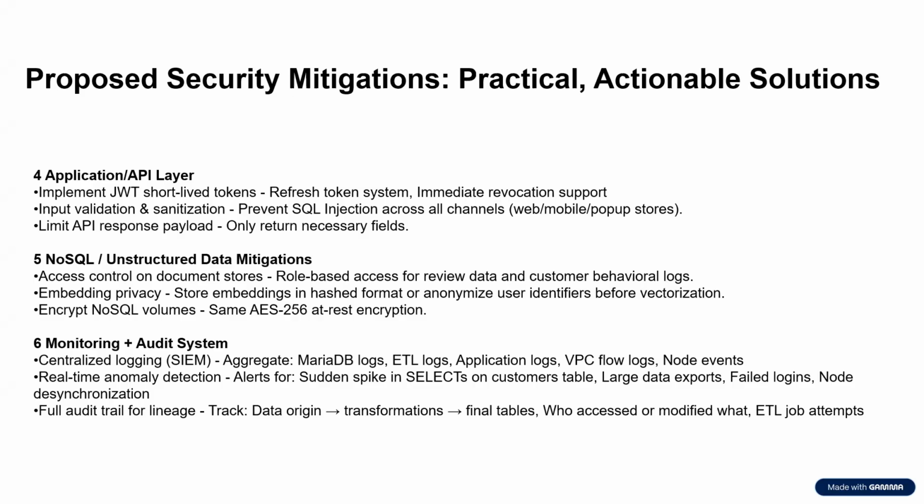Then we have monitoring plus audit system. So we should have centralized logging for all the distributed components so that we have logs for every action that is done inside our cluster. Then full audit trail for lineage. So basically, the track should be that data should originate, then transformation will happen, then the final table. So who accessed or modified what? We should have an audit trail for everything, like who accessed which transformer and which model and modified what data.